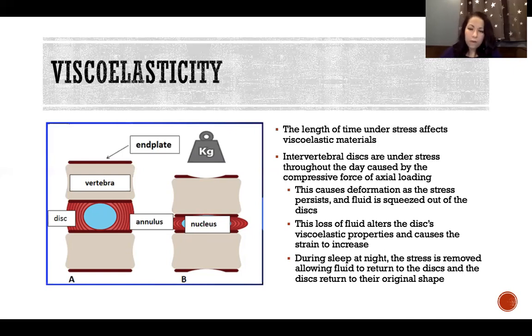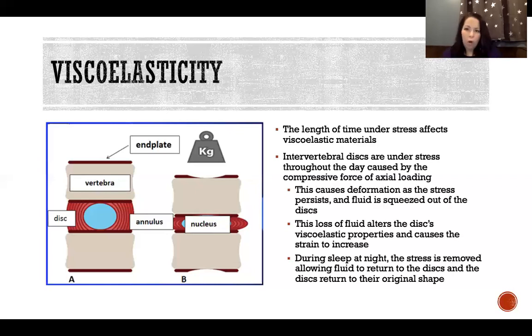And as we lose that fluid, it alters the disc's viscoelastic properties, and so the strain actually increases. So the more we lose the fluid as that compression is happening, the more deformation of the disc that happens as a result. Okay, so that's why at the end of a day, if you've been on your feet all day and you're tired, and maybe you've been carrying things and working hard, part of what's happening is that your discs are being compressed and they're being deformed.